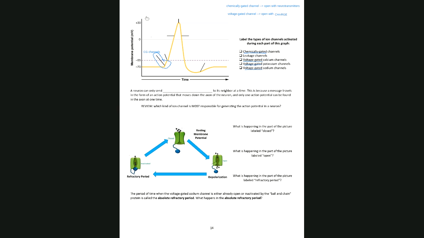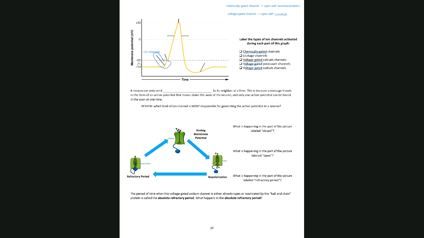Chemically gated channels are what I use to change the charge on the membrane. So I start down here at the resting membrane potential, and what gets me up to threshold, to negative 55, are those chemically gated channels. At the very beginning of the graph, this is where neurotransmitters have an effect on the charge of our membrane. When I receive them and they open up the gates, that's what's going to get me to threshold. Threshold is negative 55.